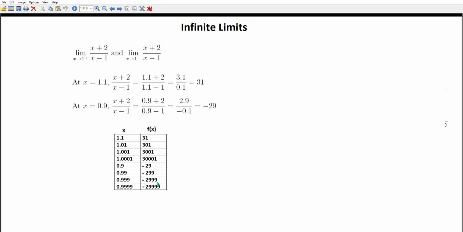So what appears to be happening here is that when we come in to 1 from numbers bigger than 1, we get huge positive numbers, and when we come in to 1 from numbers below that, we get huge negative numbers. And that means that both of these one-sided limits do not exist.